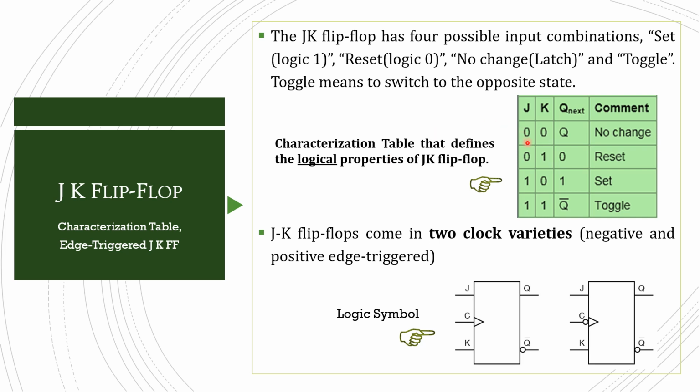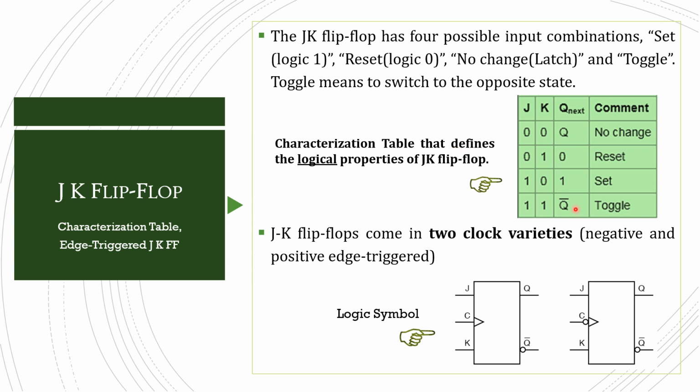Okay. So when J is equal to 0 and K is equal to 0, there is no change in the state of the flip-flop. Fine. If J is equal to 0 and K is equal to 1, the state corresponds to the R. Okay, so R means reset. So when J is equal to 0 and K is equal to 1, the flip-flop will be reset, and when J is equal to 1 and K is equal to 0, the flip-flop goes to the set state. And the last condition, when J is equal to K is equal to 1, the flip-flop will move to the toggle state. Toggle state means it switches to the opposite state.